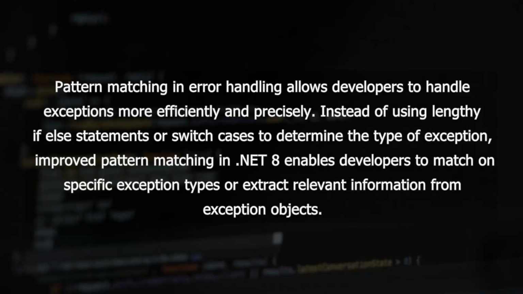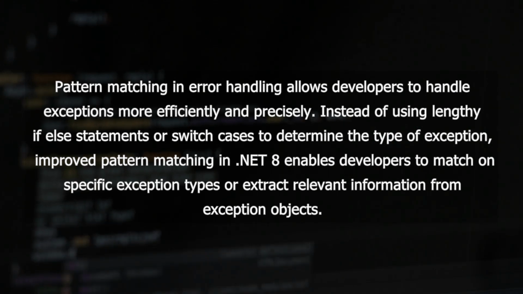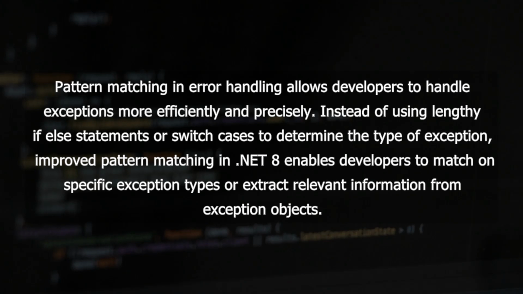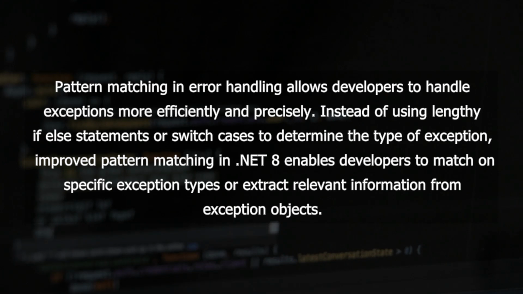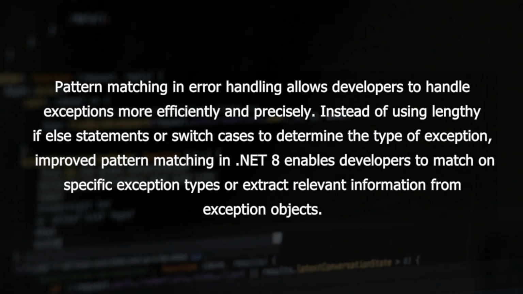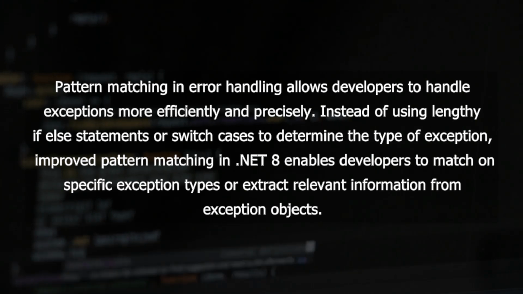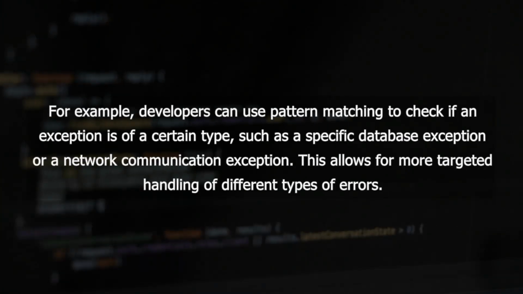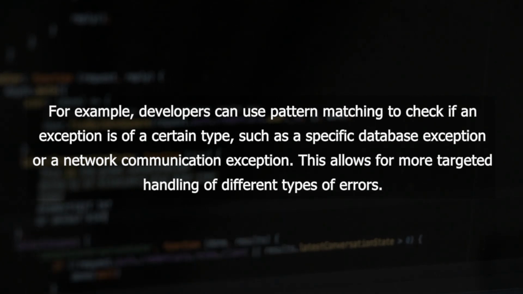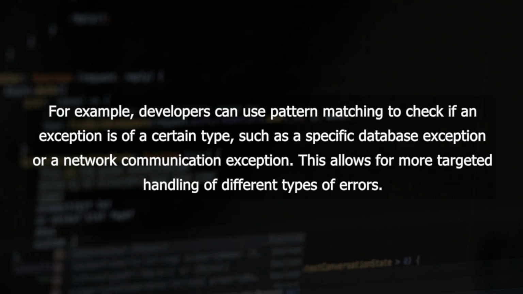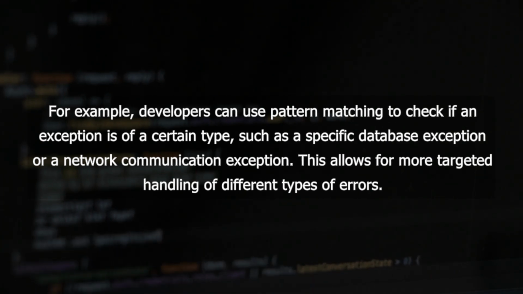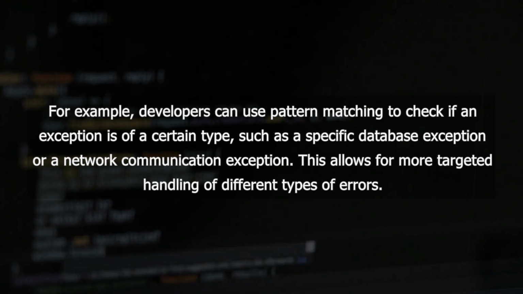Pattern matching in error handling allows developers to handle exceptions more efficiently and precisely. Instead of using lengthy if-else statements or switch cases to determine the type of exception, improved pattern matching in .NET 8 enables developers to match on specific exception types or extract relevant information from exception objects. For example, developers can use pattern matching to check if an exception is of a certain type, such as a specific database exception or a network communication exception. This allows for more targeted handling of different types of errors.